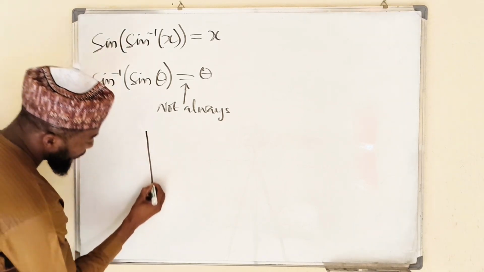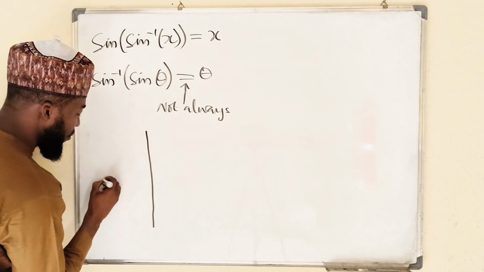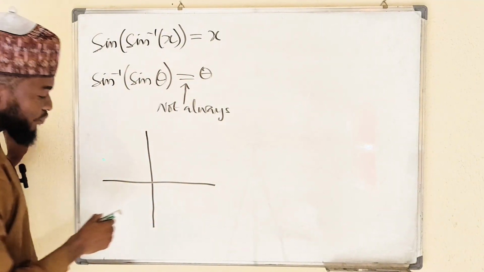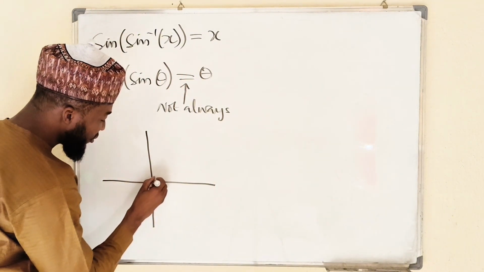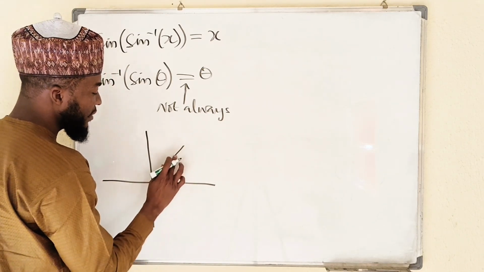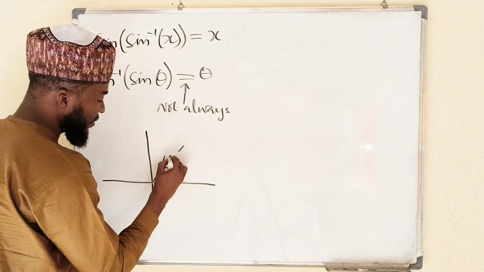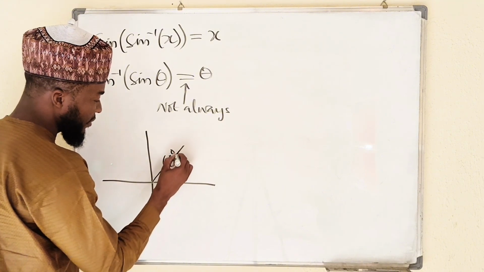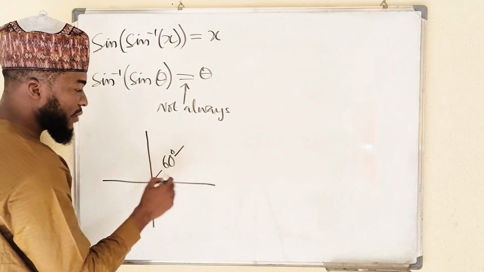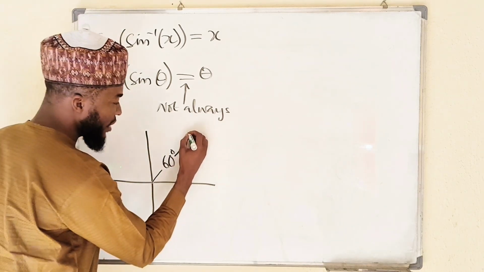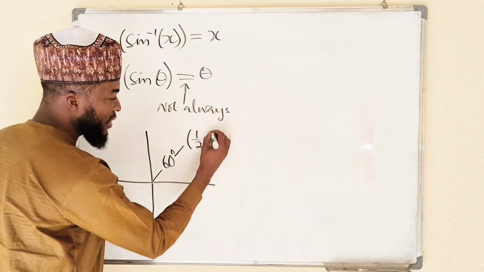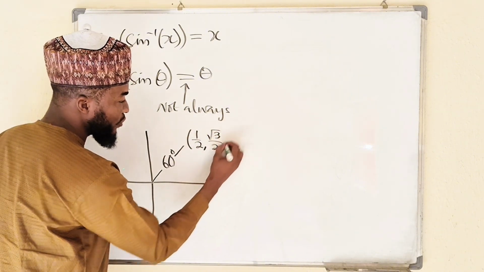Let's assume we have y-axis, we have x-axis. This is a unit circle, but I just don't want to draw the circle. 60 degrees is situated here, right? Let's assume that this is 60 degrees. What is the coordinate? The x value at that point would be 1 divided by 2, right? But the y value is root 3 divided by 2.